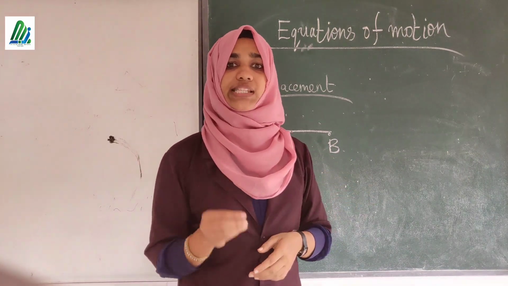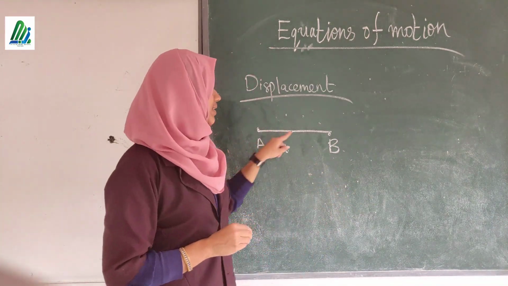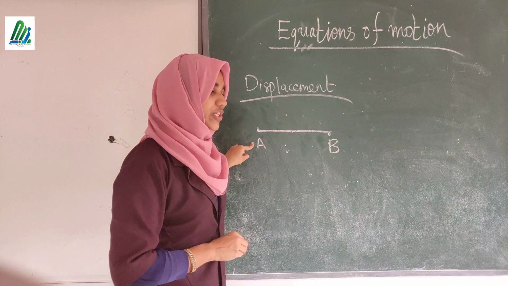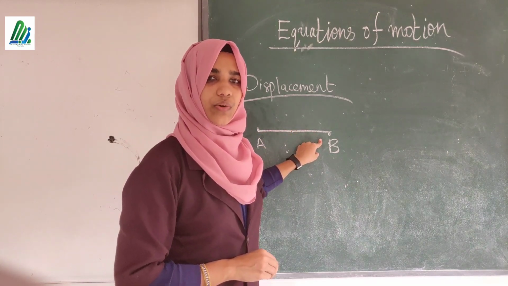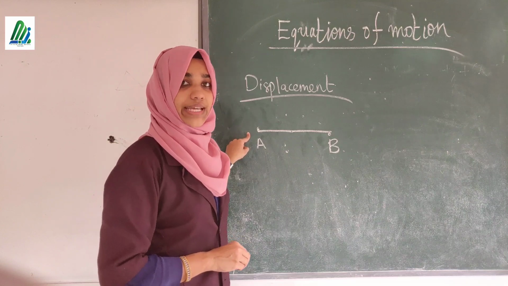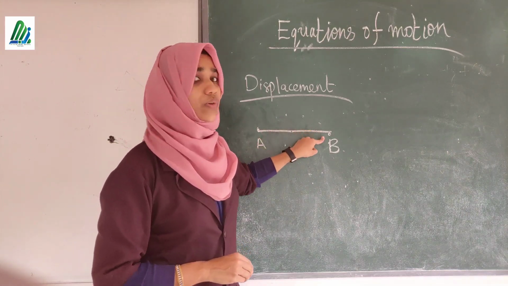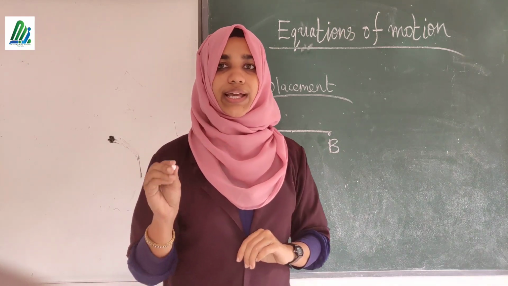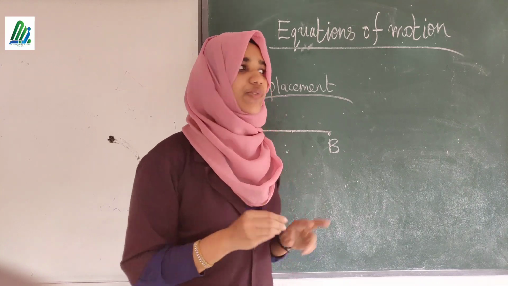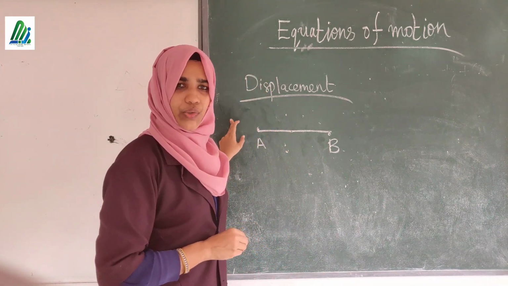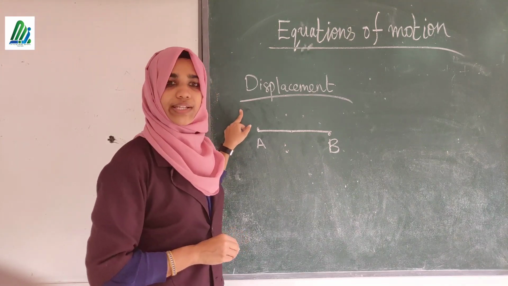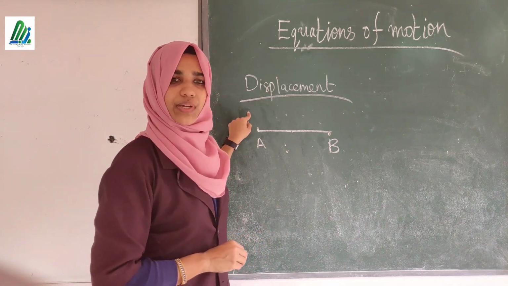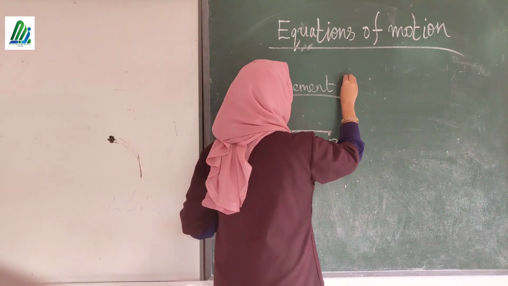Displacement is the straight line distance from initial position to final position. Displacement has both magnitude and direction, so it is a vector quantity. Displacement is a vector quantity and the unit of displacement is meter, represented as small m.